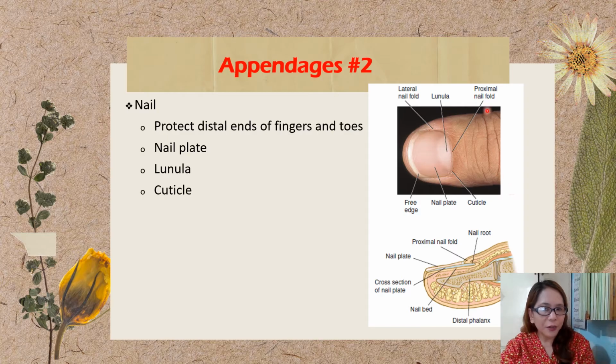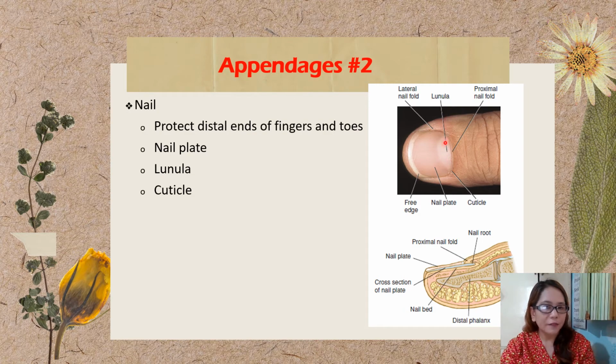Under your proximal nail fold is the nail root. Therefore, the proximal nail fold covers your nail root. And we have the cuticle. The cuticle serves as the seal that protects the proximal nail fold and the nail plate from moisture.